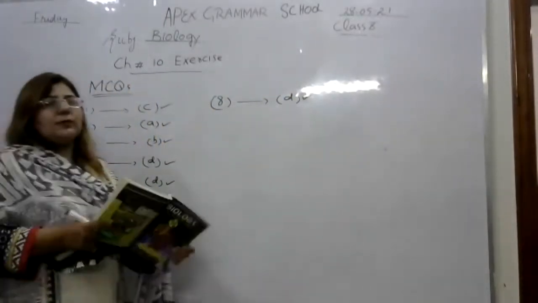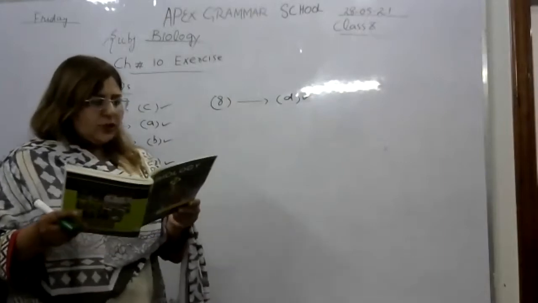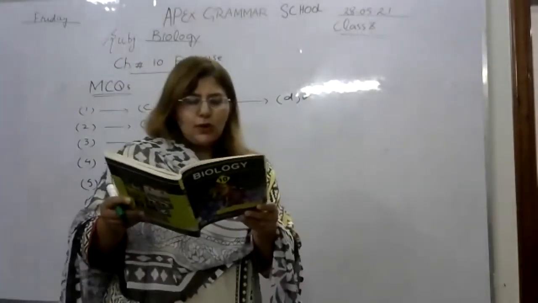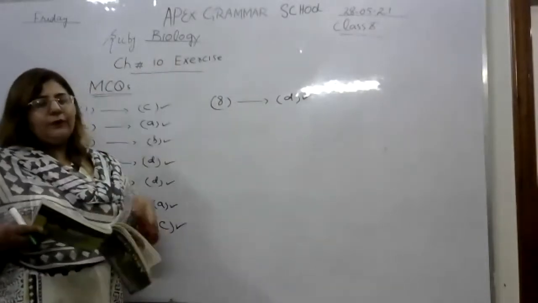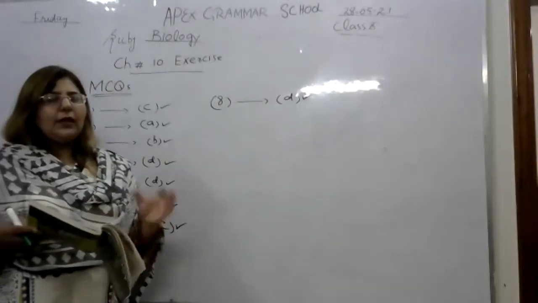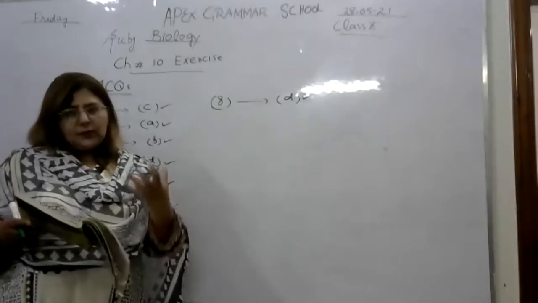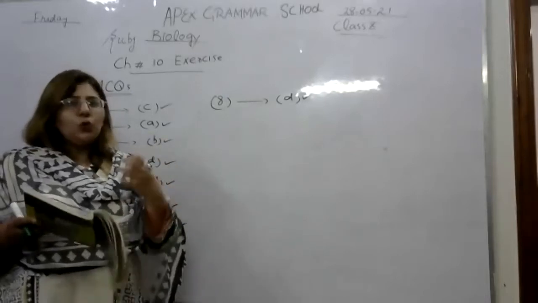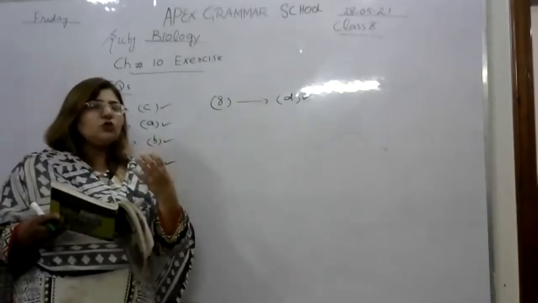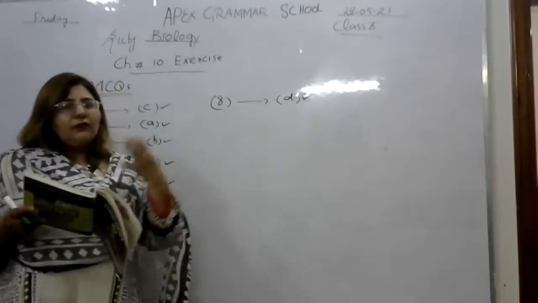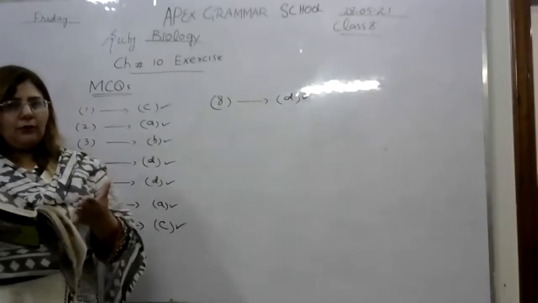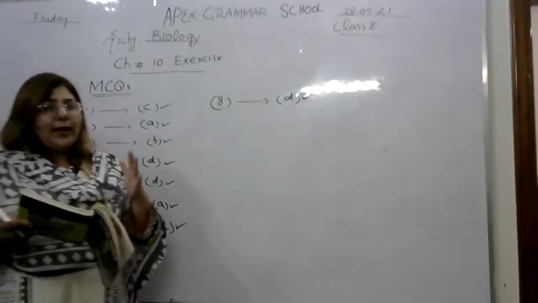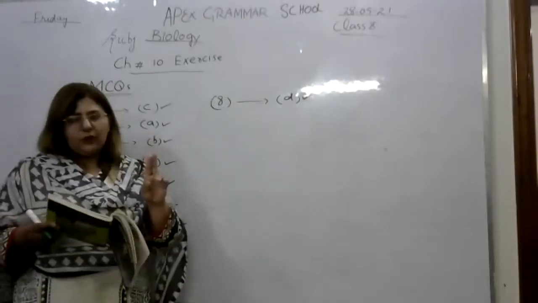Now come to question number 9. Which process does not occur in the nasal cavity? If we remember what we have learned about the nasal cavity, we know that when air enters our nose through the nostrils, it goes into our nasal cavity, and our nasal cavity is divided into two parts by a wall, and it performs two important functions.